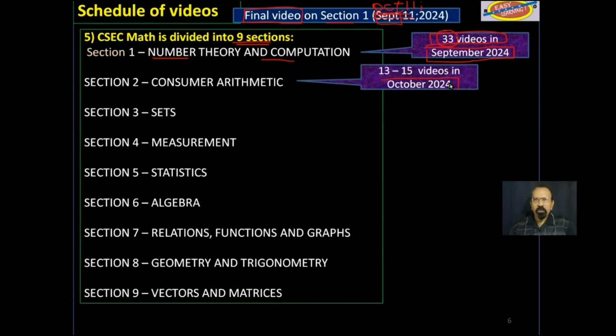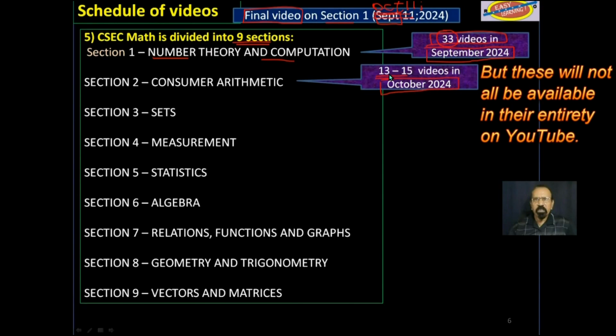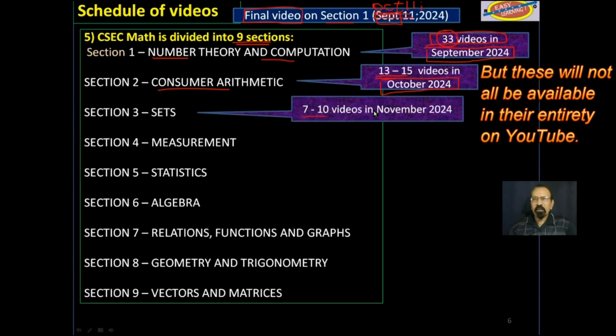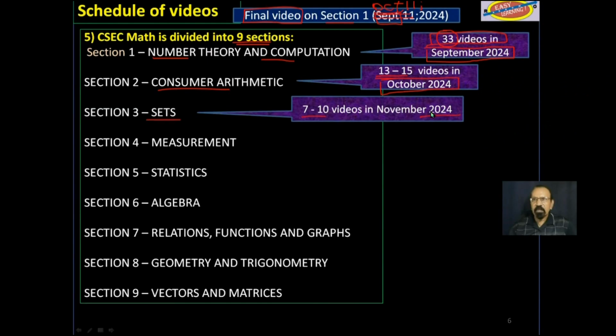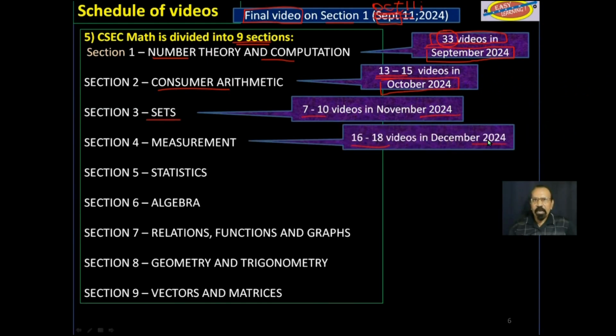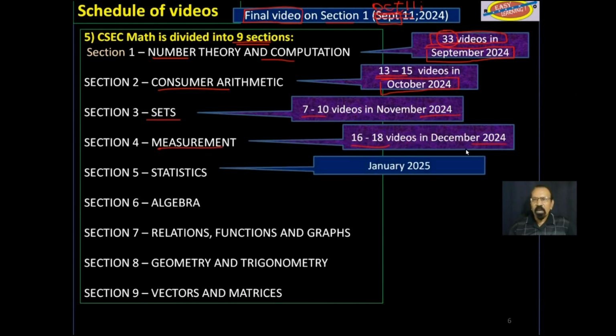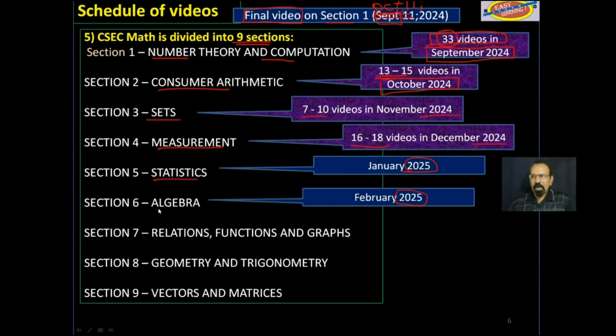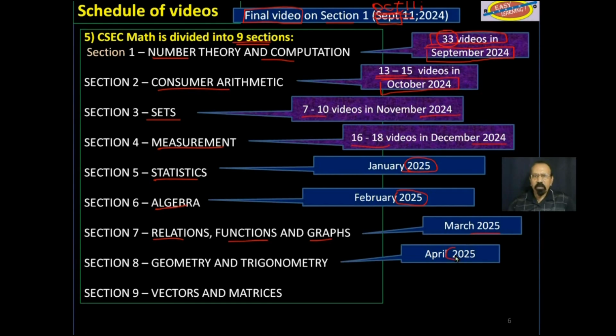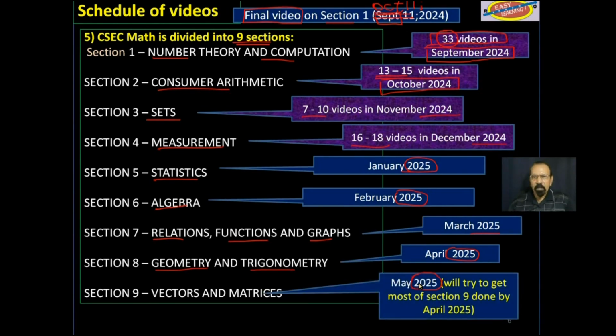For the rest of October 2024, I hope to get the 13 to 15 videos from consumer arithmetic uploaded and published, and then 7 to 10 videos in November 2024 on sets, and 16 to 18 videos by the end of December 2024 on measurements, and then January 2025 statistics, February 2025 algebra, March 2025 relations, functions, and graphs, April 2025 geometry and trigonometry, and finally by mid-May 2025, vectors and matrices, and that will cover the whole syllabus as it relates to objectives.